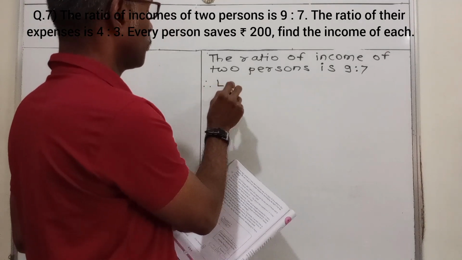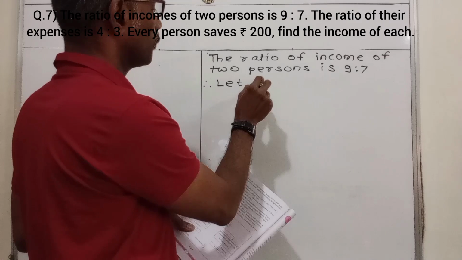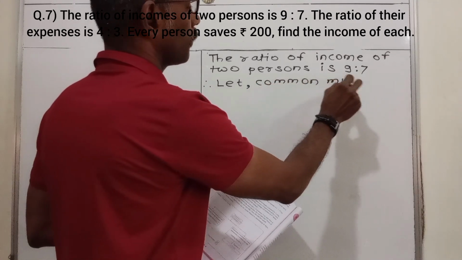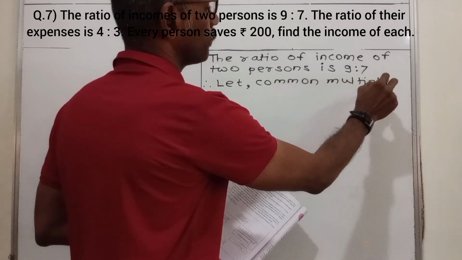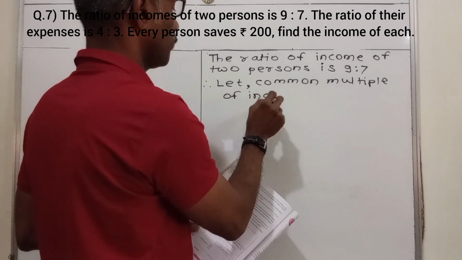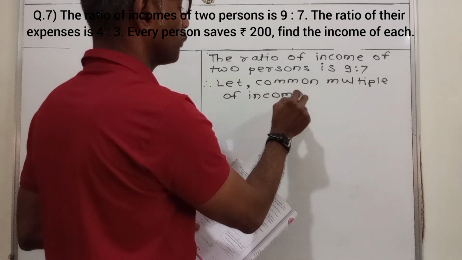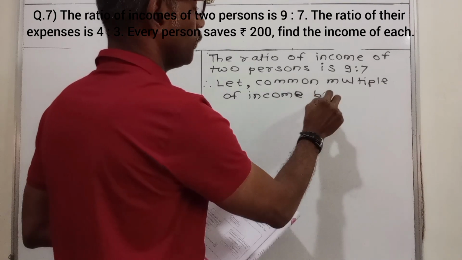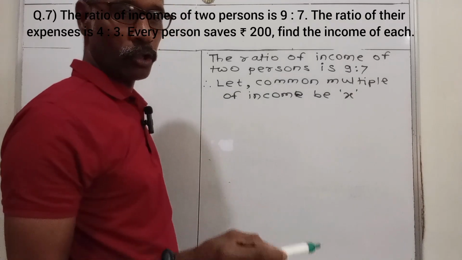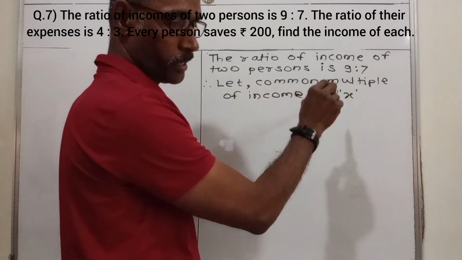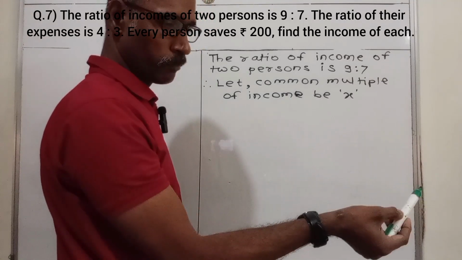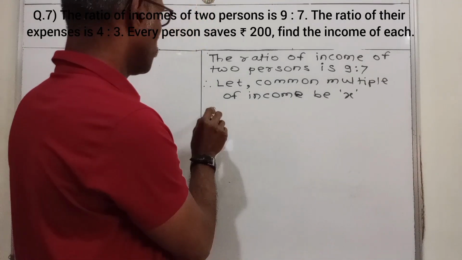Therefore, let common multiple of income be x. When ratio is given, then always take common multiple. Common multiple means hidden number. That is multiple. Did you get it?